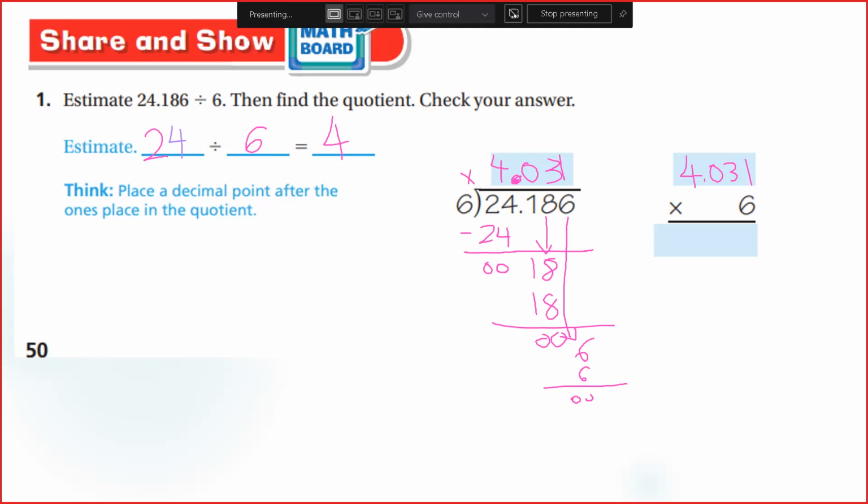Did you get it now? Any question? First, let's multiply now to check my answer. 6 times 1 is 6. 6 times 3 is 18. 6 times 0, 0 plus 1, 1. 6 times 4 is 24. Then count how many decimals. We have 3, so it will be here. That's it. It's correct.